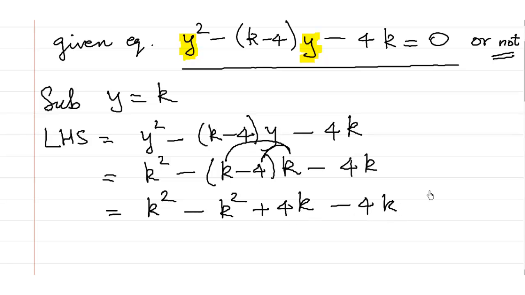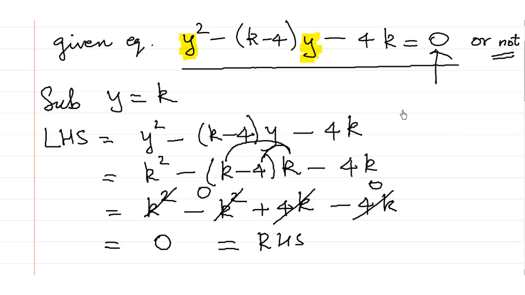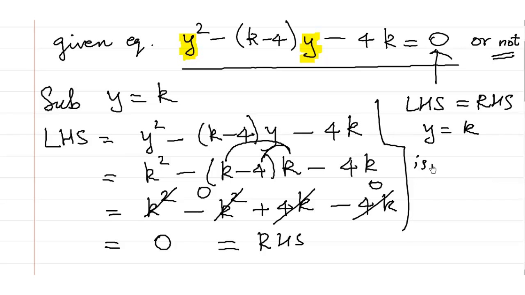So remember, we should not put it is equal to 0. So k square minus k square is 0. We have a 0 over here. And 4k minus 4k is also 0. So 0 plus 0 or 0 minus 0 is a 0. So that is exactly equal to RHS. This is the RHS, which is also 0. So whenever we have LHS is equal to the RHS, we can state that y is equal to k is the root, or simply k is the root of the given quadratic equation.